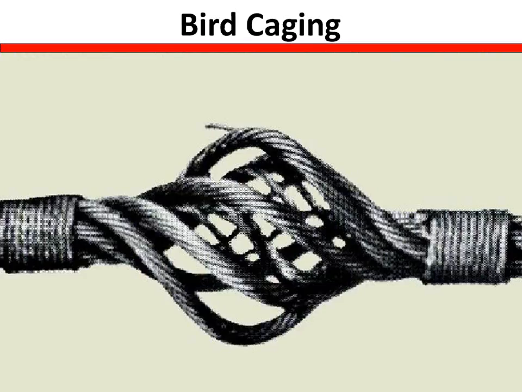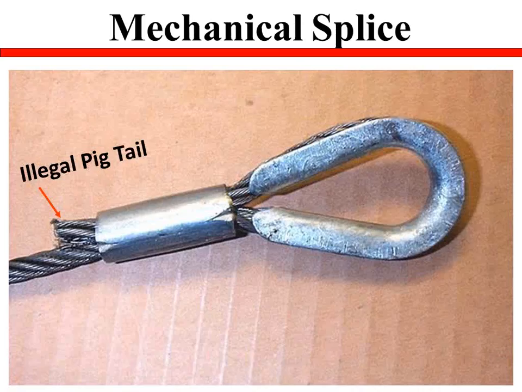And then the bird cage is what I was talking about with basket hitching our wire rope. You'll see this bird caging, or you'll start seeing the strands separate from each other. That's going to be a big indicator that we really should take that out of service, because when these things fail, they fail very suddenly and violently. So something to look at.